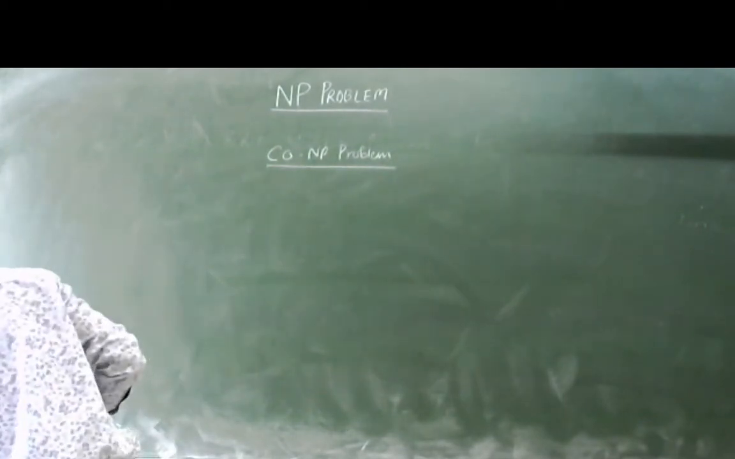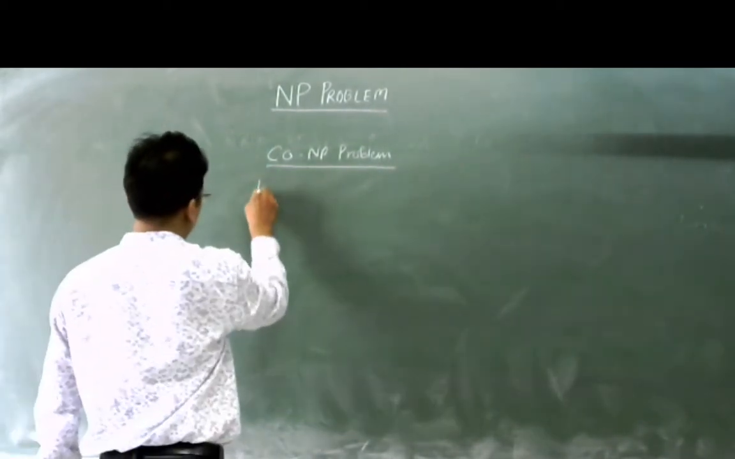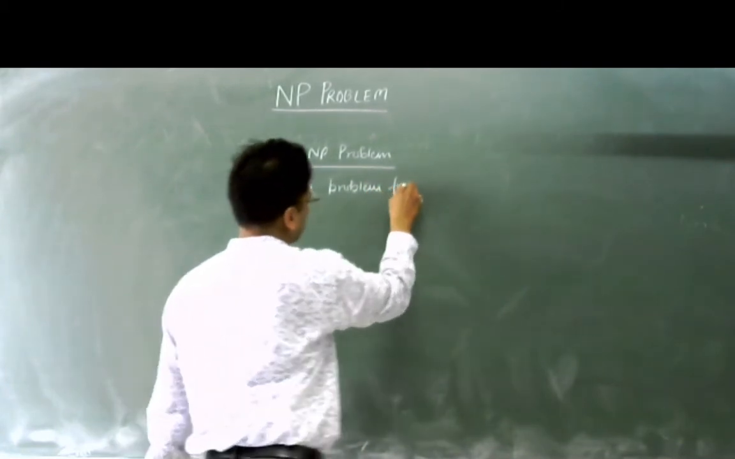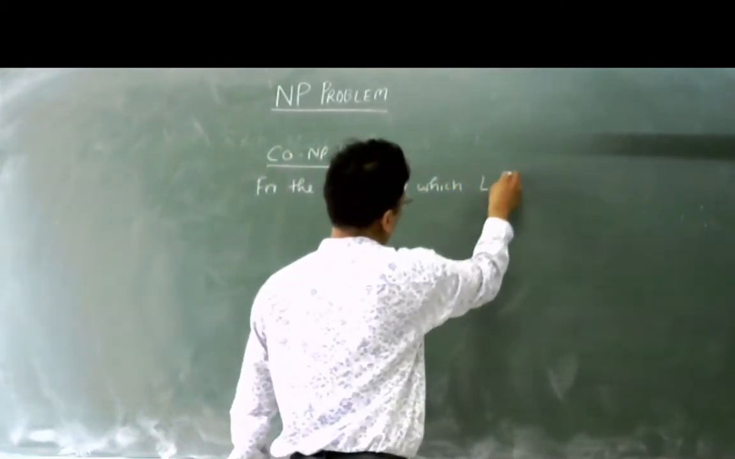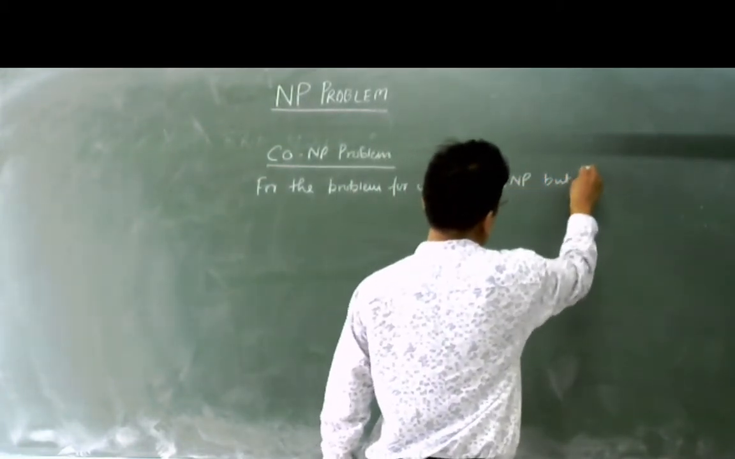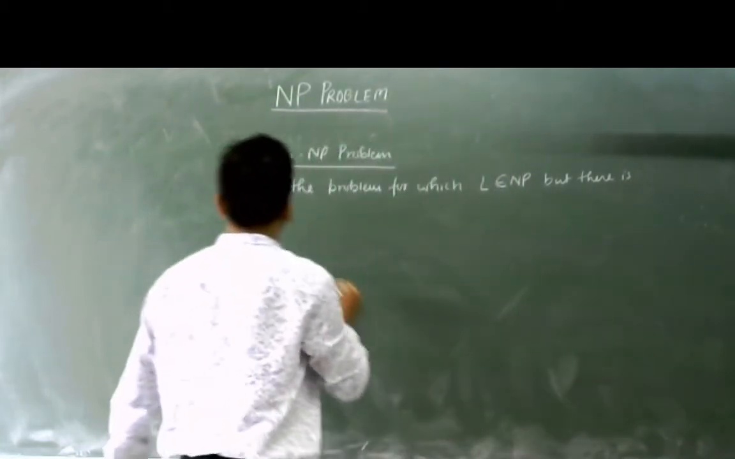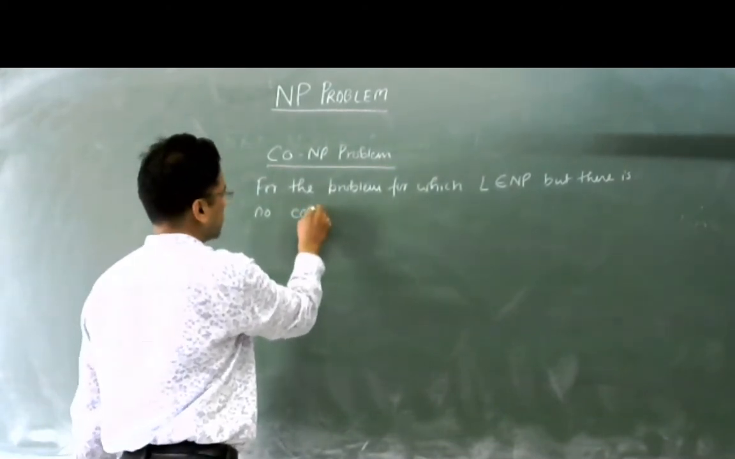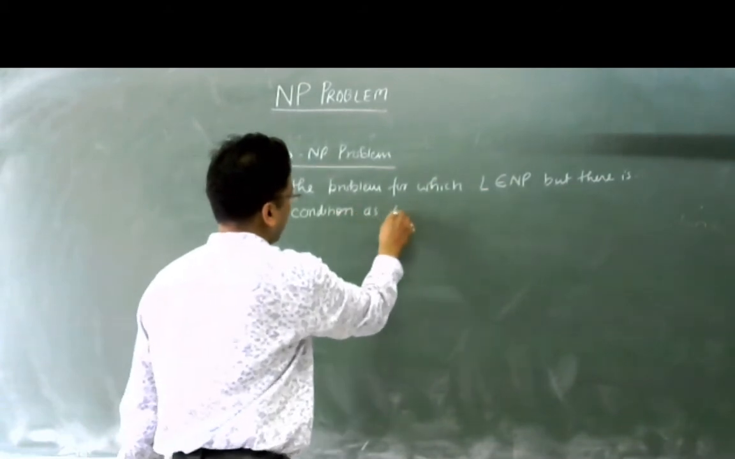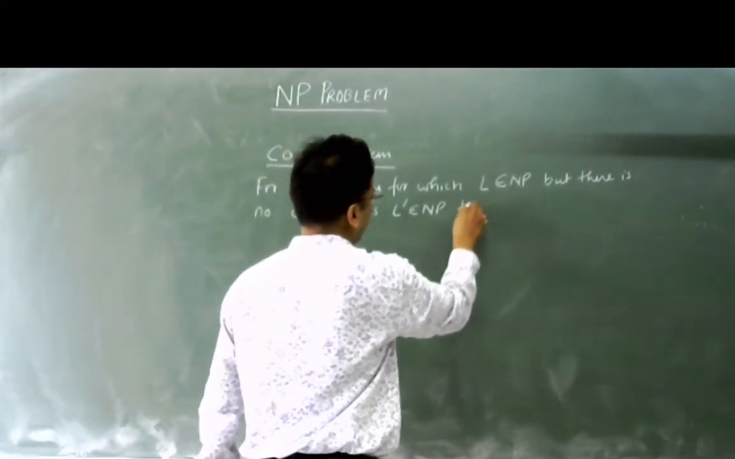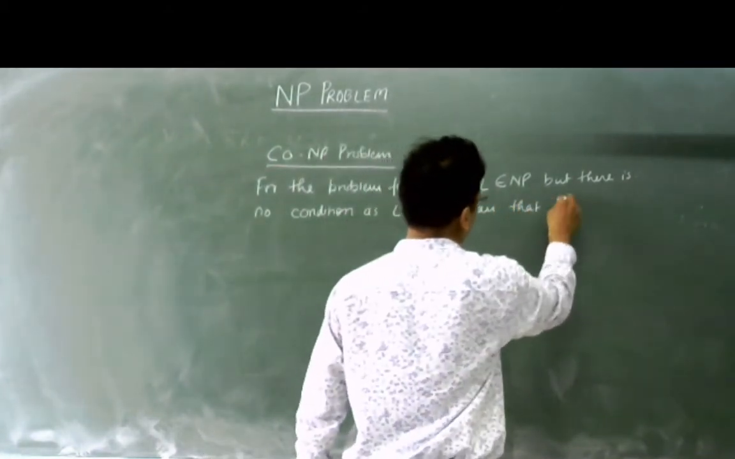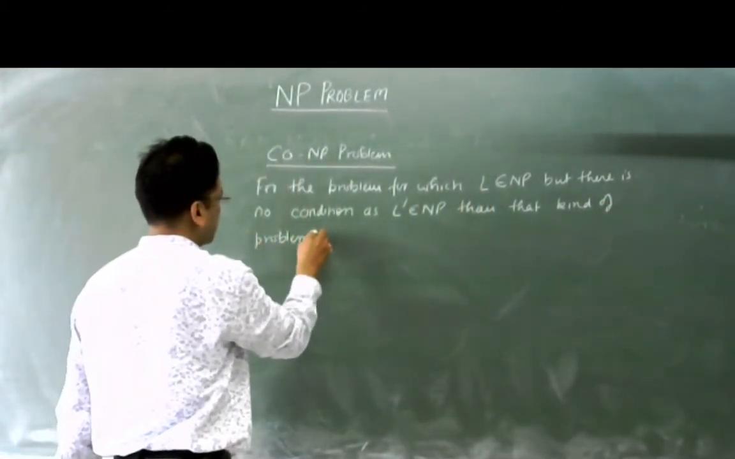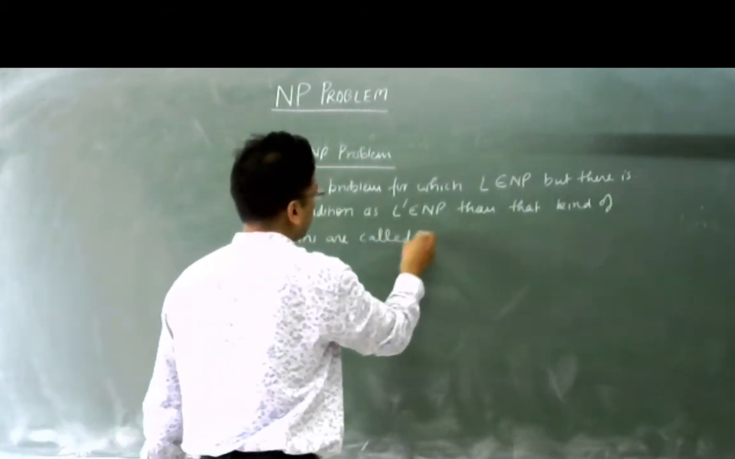For a co-NP problem, for the problem for which L belongs to NP, but there is no condition that L dash belongs to NP, that kind of problems are called co-NP problems.